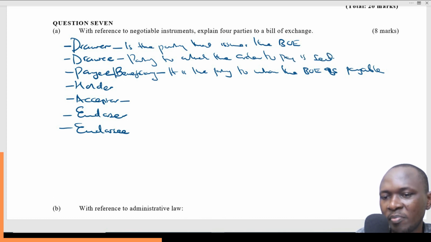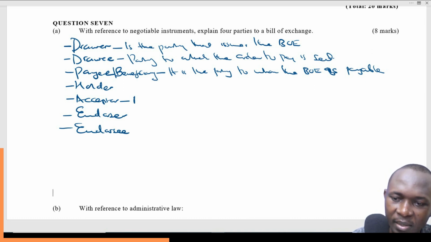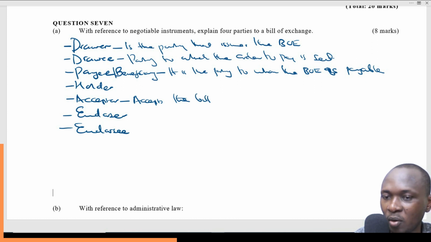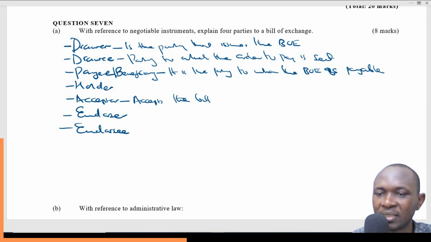And in most cases, he will be the acceptor. So the drawee will be the person who accepts the bill. Acceptor is this person who accepts the bill. And normally he accepts the bill from the payee. The payee receives the bill from the drawer, then presents it to the drawee for payment. So when the drawee accepts that bill of exchange, he becomes the acceptor. So in most cases, the drawee is again the acceptor. Once he accepts the bill of exchange, he becomes the acceptor.